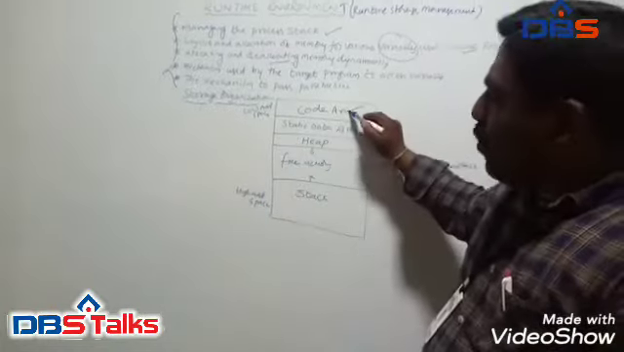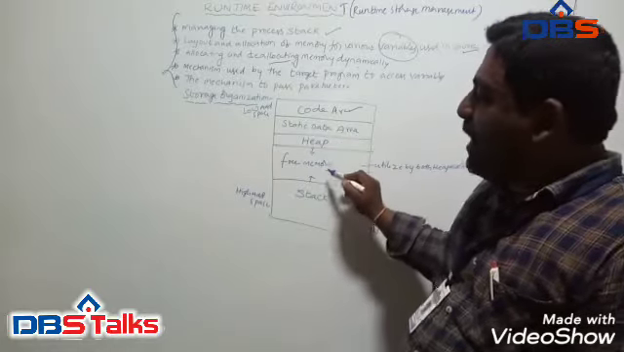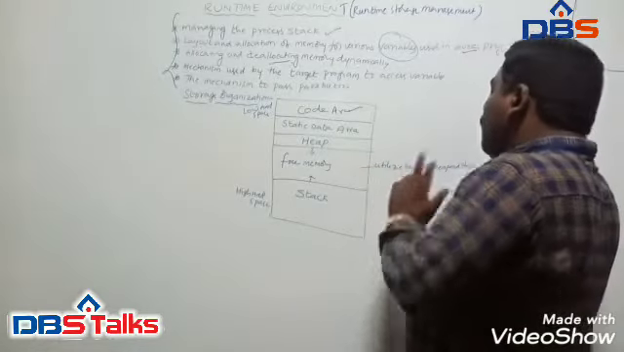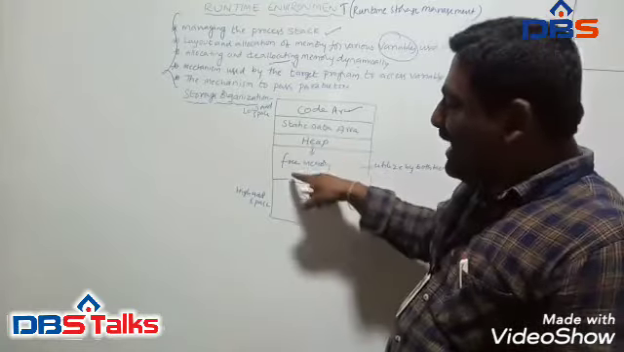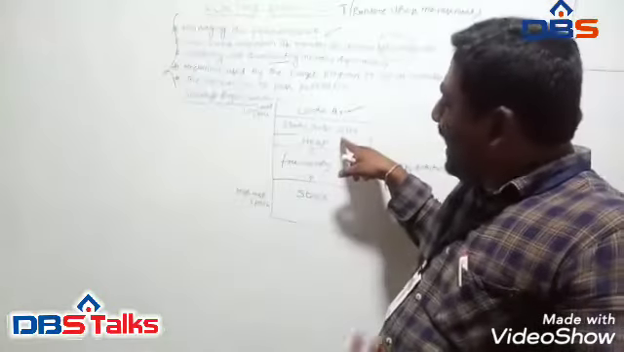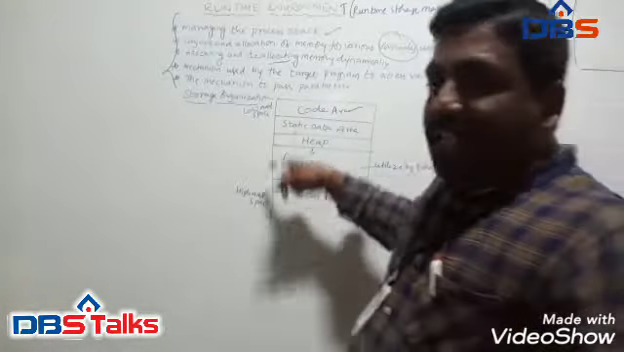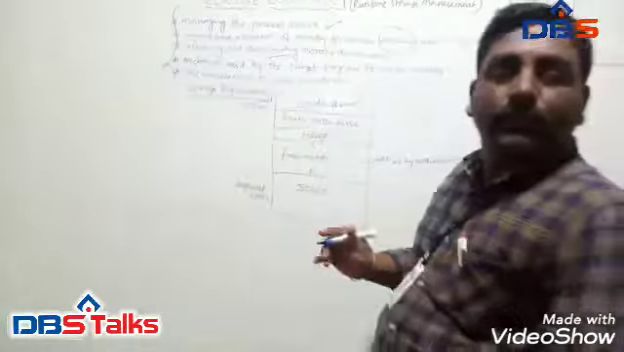First we have the code area, then the stack data area, then the heap area, and then free memory. This free memory can be utilized by both the heap and the stack. This is the storage organization structure.